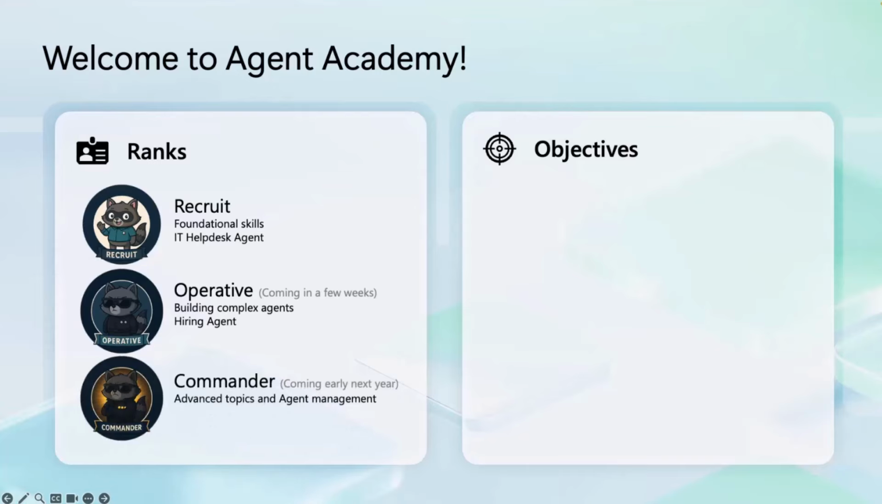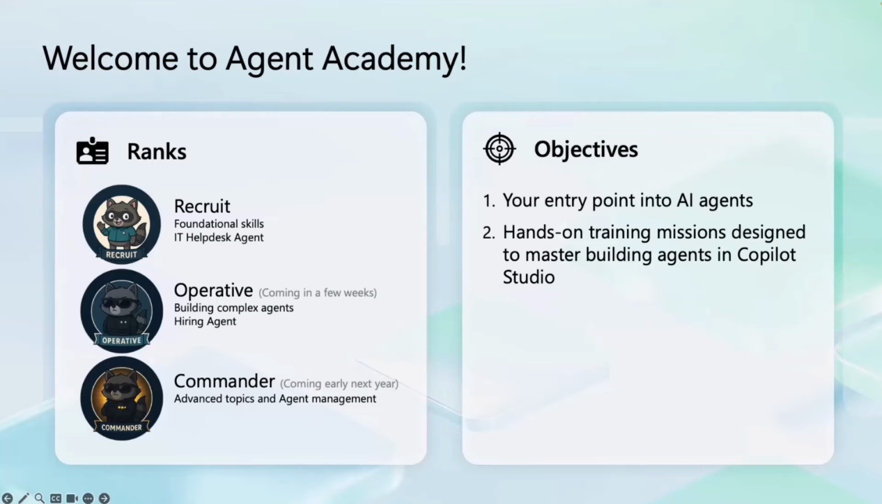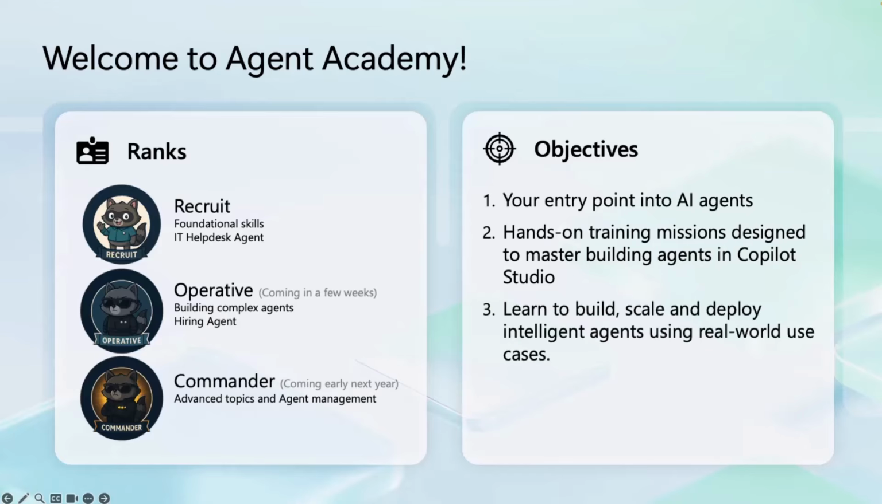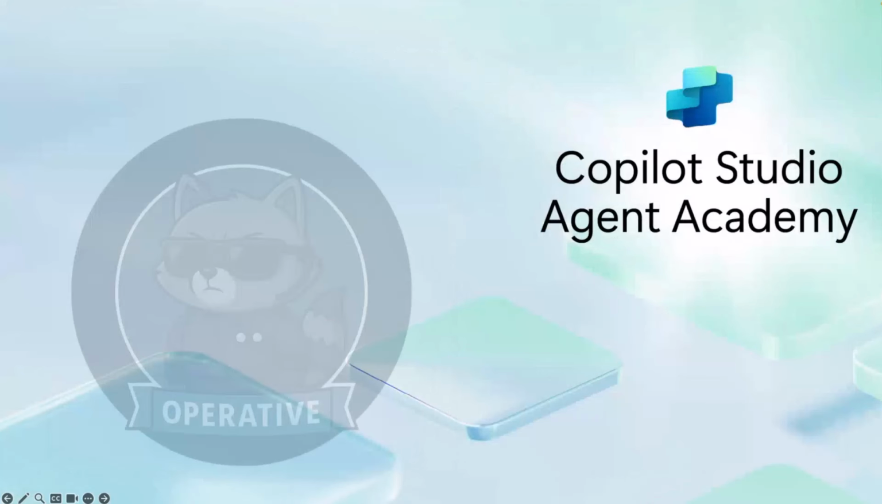And we're going to have 3 different ranks. Out right now and available is our recruit rank. That is all about your foundational skills, and you walk through building an IT help desk agent. But what's coming up in the next few weeks, which I'm giving you a sneak peek of, is our operative, more intermediate lesson. That's all about building more complex agents, and you'll build a hiring agent in that. This is all curriculum that our advocacy team has put together to help you, your users, and your customers build real world scenarios with agents in Copilot Studio.